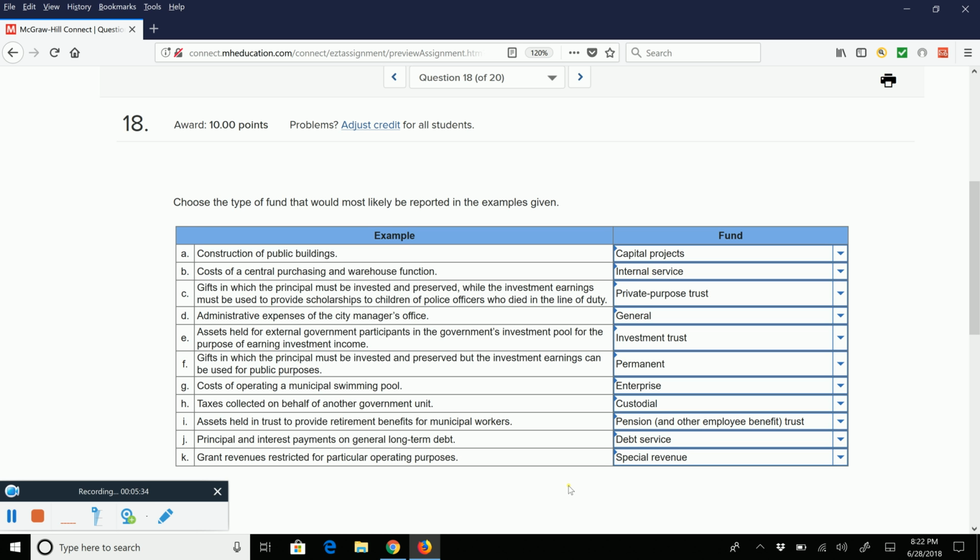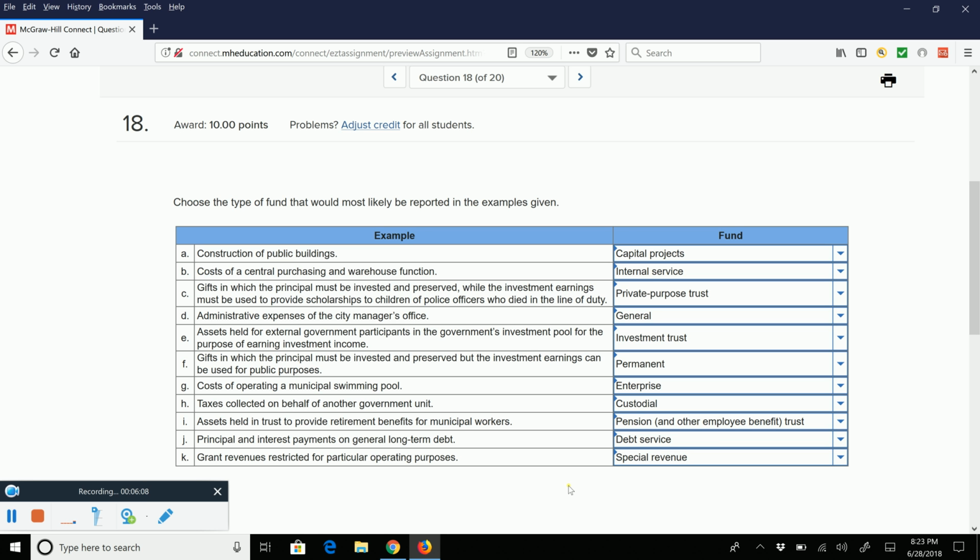Now, let's go down to F for a moment, because C and F are similar. They start similar, but they differ in how they finish. So let's read F. Gifts in which the principal must be invested and preserved, but the investment earnings can be used for public purposes. So once again, this is a gift that's received by the government. However, the investment earnings can be used for public purposes. That word public means general government purposes.